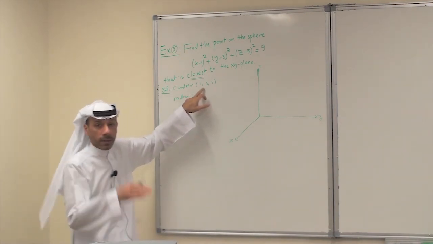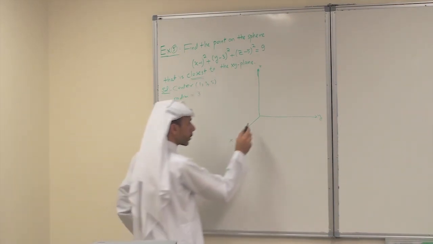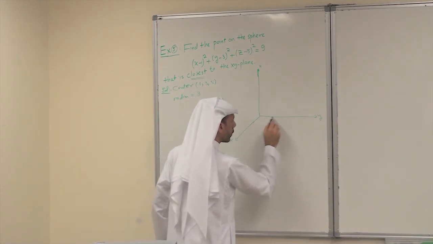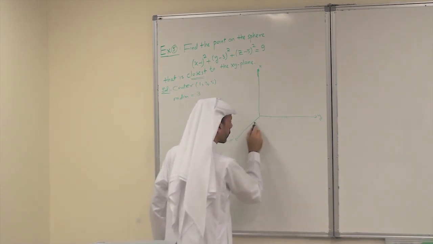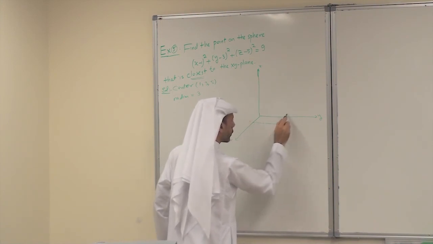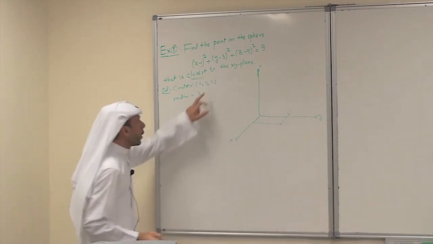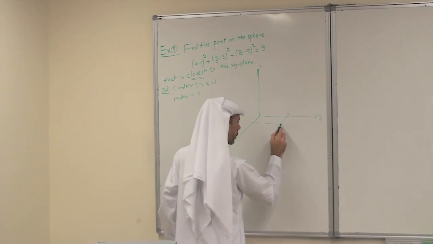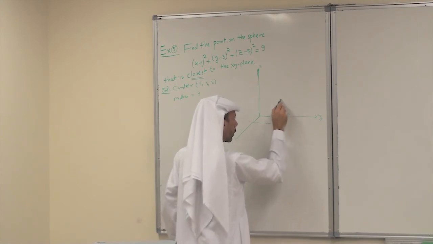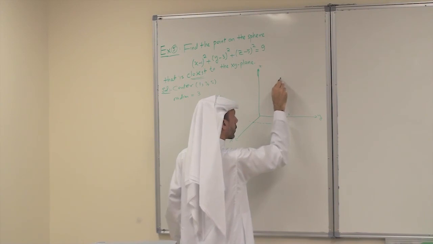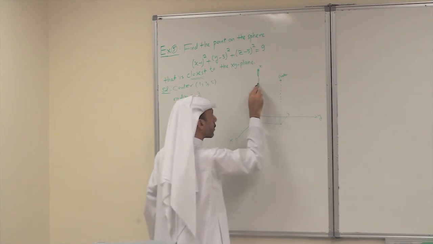Start on the xy plane, 1 and 3. So this is 1 and this is 3. And now I have to go 5 units up in the positive direction. So this is the center, and this is 5.